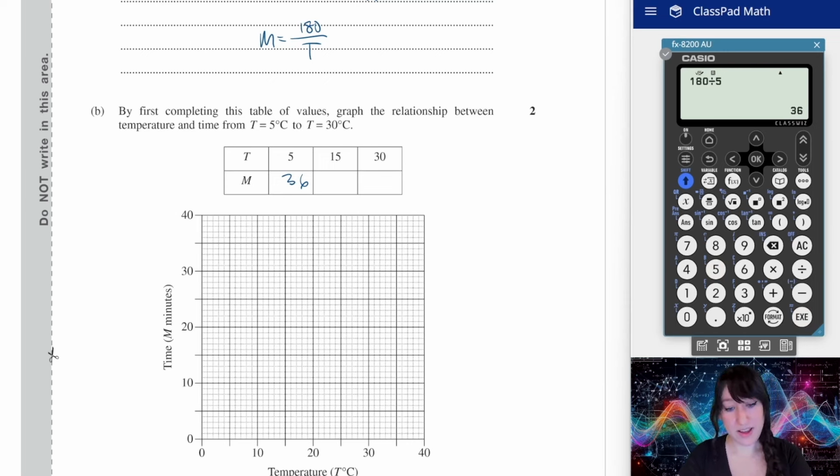When T equals 15, that's what was given above, M equaled 12, but we can also calculate it. And when T equals 30, M will equal 180 divided by 30, which is 6. Now we'll plot those points. We have 5, 36, 15, 12, and 30, 6. This is an inverse variation graph, also known as a hyperbola. So the graph will look like this.